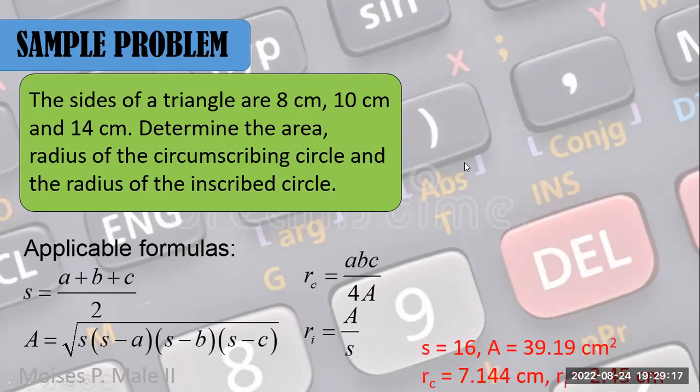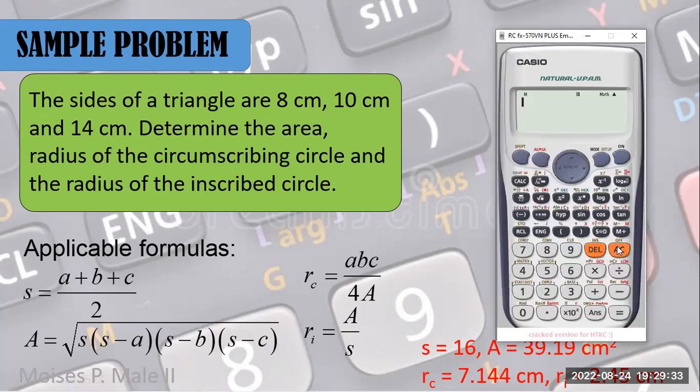Okay, so how do you solve this? Okay. So the answer here is S equals 16, A is 39.19, so 7.4144 naman yung radius of circumscribing circle. Radius of inscribed circle is 2.45. Okay, let's try sa CANON. Okay, so what you're going to do is lagyan nyo ng equation to solve for something like this.